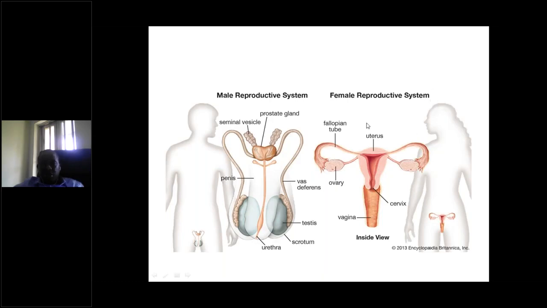So this is the female reproductive organ. You have the uterus, the uterine wall, the fallopian tube, the ovary. The ovary is where the eggs are produced. Then you have the cervix, the vagina. So this is the male and female reproductive system. If you take note, you find that both of them are entirely different. What this one has is different from what the other one has.